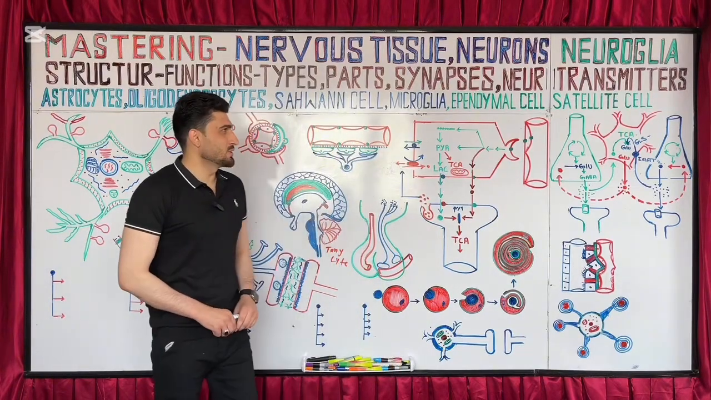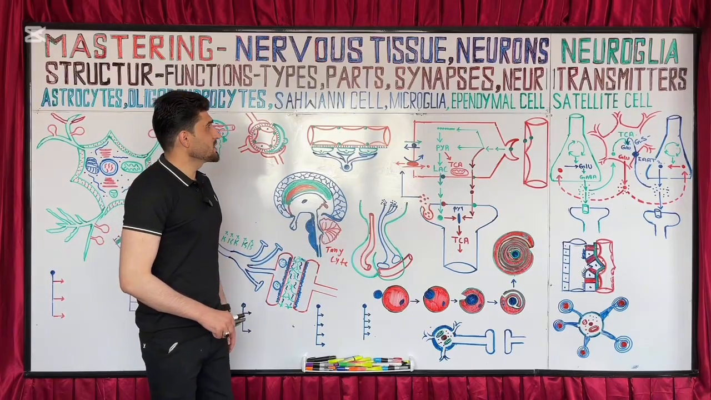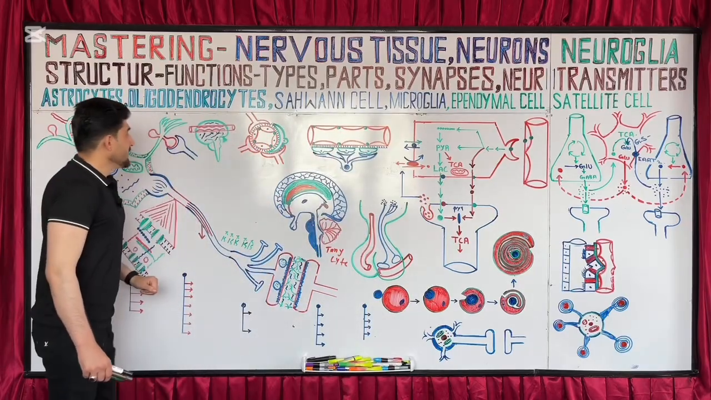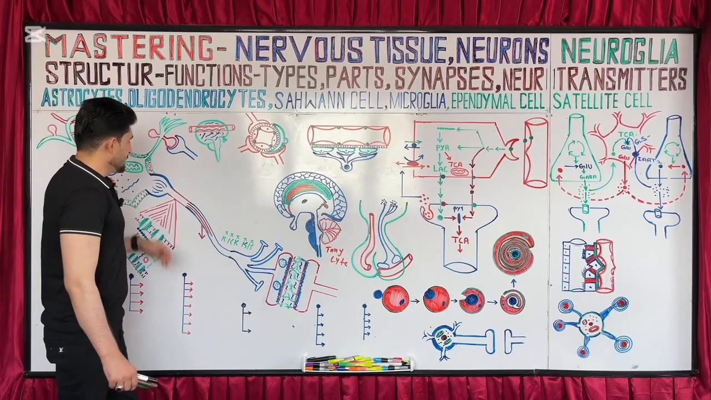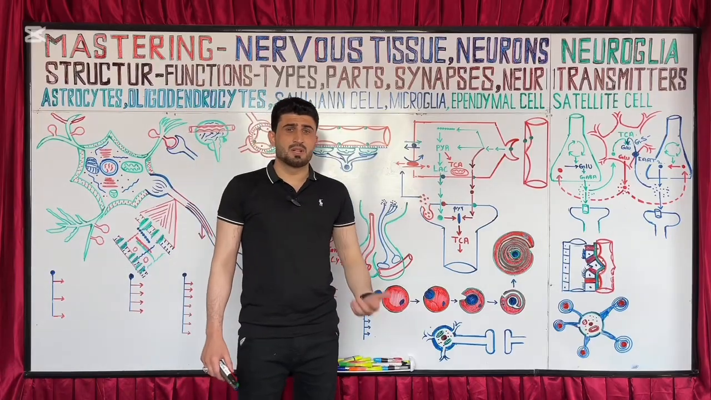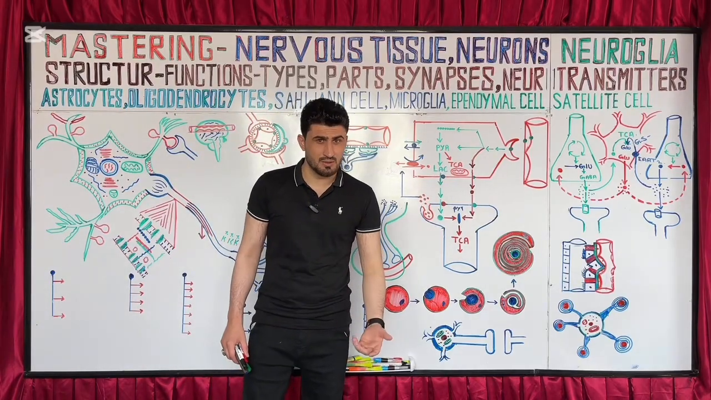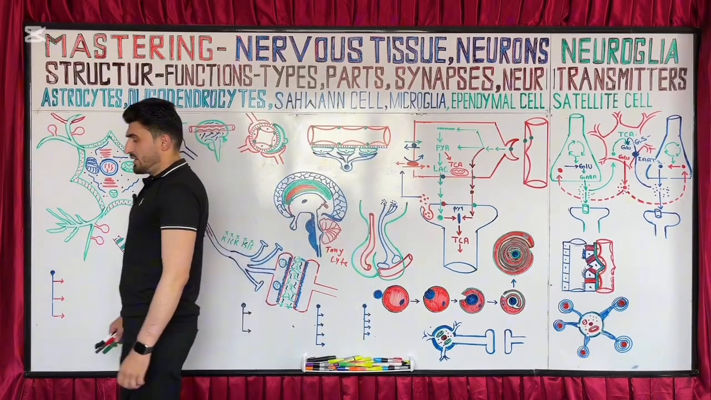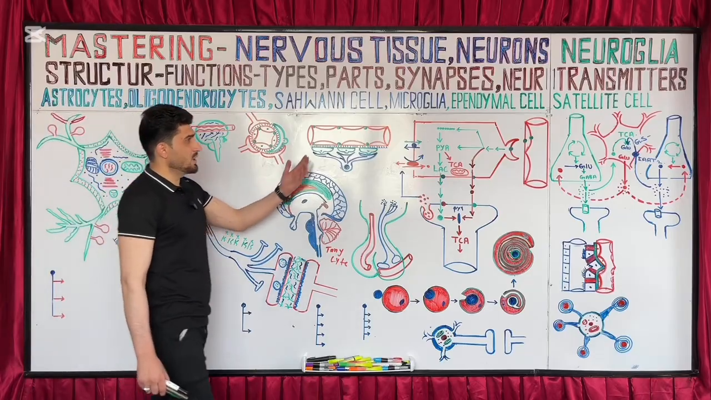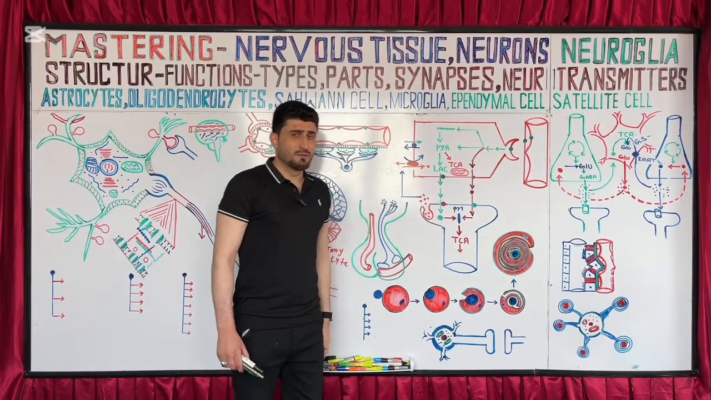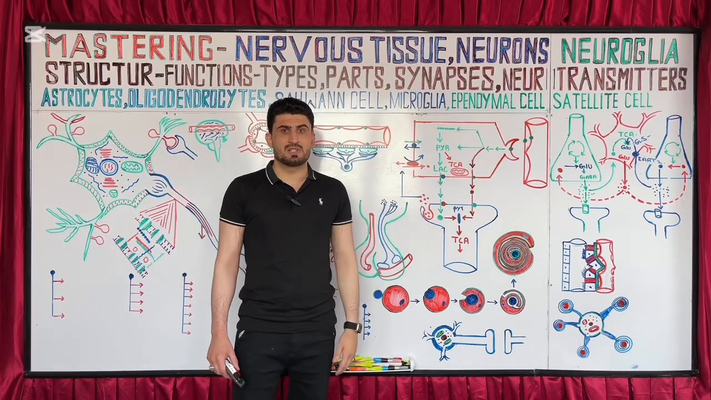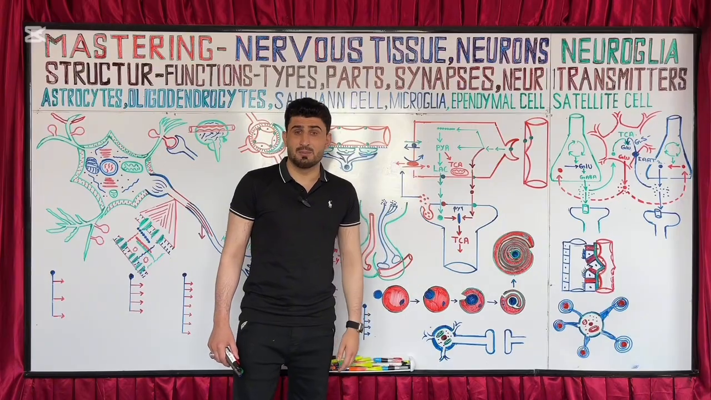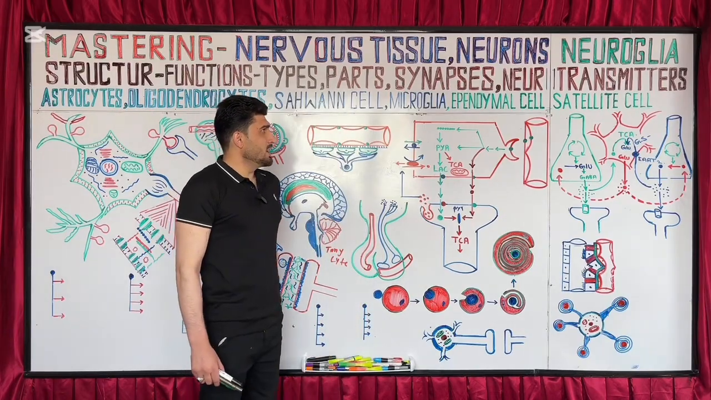Today I'm going to talk about the nervous tissue, especially the neurons and neuroglia. During this lecture, I'm going to talk firstly about the parts of a neuron. Then I'm going to talk about the different types of a neuron, and then the function of a neuron. And then I'm going to talk about the different types of neuroglia or glial cells, for example, Schwann cell, oligodendrocyte, astrocytes, satellite cells, microglia, and ependymal cells. Okay, so let's get started.